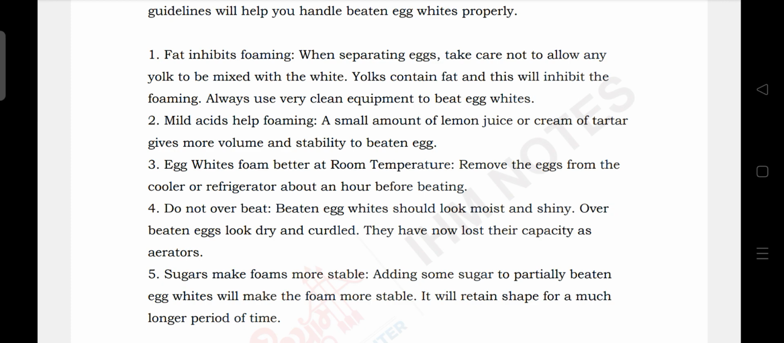The fifth one is sugars make foams more stable. Adding some sugar to partially beaten egg white will make the foam more stable. It will remain in shape for a much longer period of time.